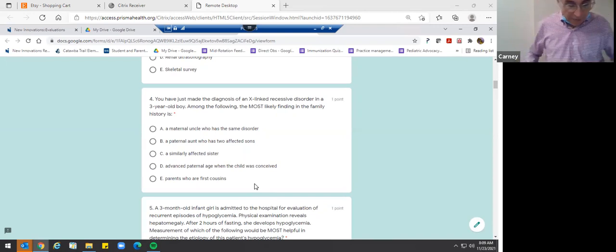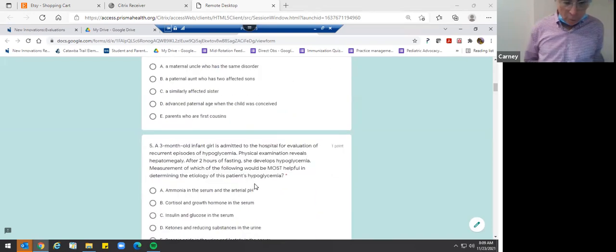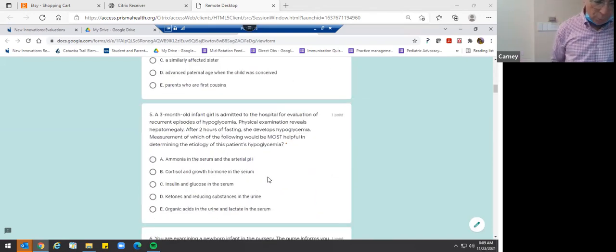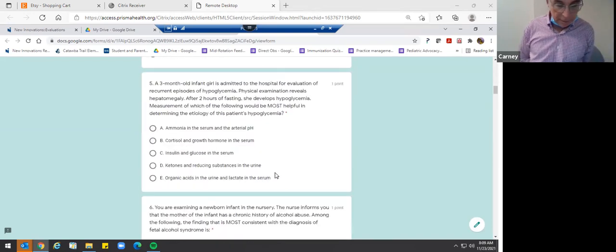Okay, number 5. All right, a 3-month-old comes in. Now, this is a 3-month-old with recurrent episodes of hypoglycemia. She does have hepatomegaly, and after a 2-hour fast, she gets hypoglycemia. So this question would be most helpful in determining the etiology, okay?